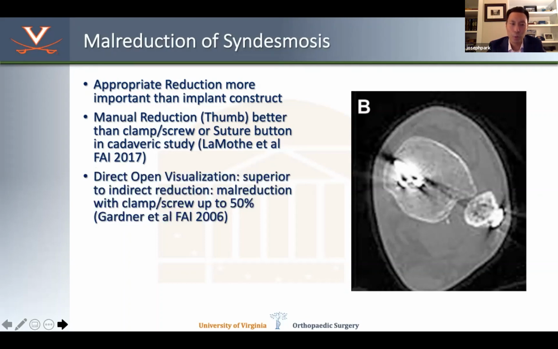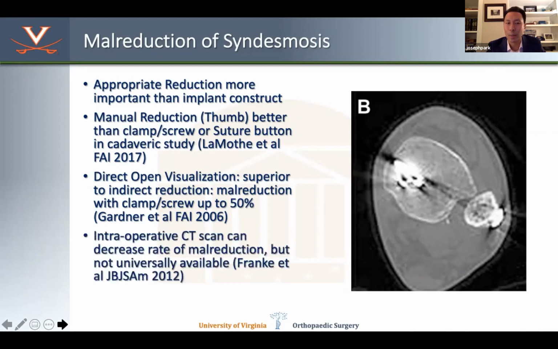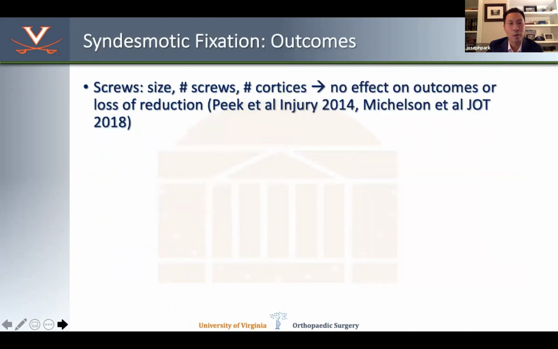Remember that if you use a large bony clamp and a screw, you can malreduce it up to 50%, which was in a study published in 2006. Intraoperative CT scan can really help us too, but it is not universally available. It is available at UVA, and I and my partners use that sometimes to help us with these very challenging cases. In terms of syndesmotic fixation, there's not much literature supporting many different choices when you choose screws.